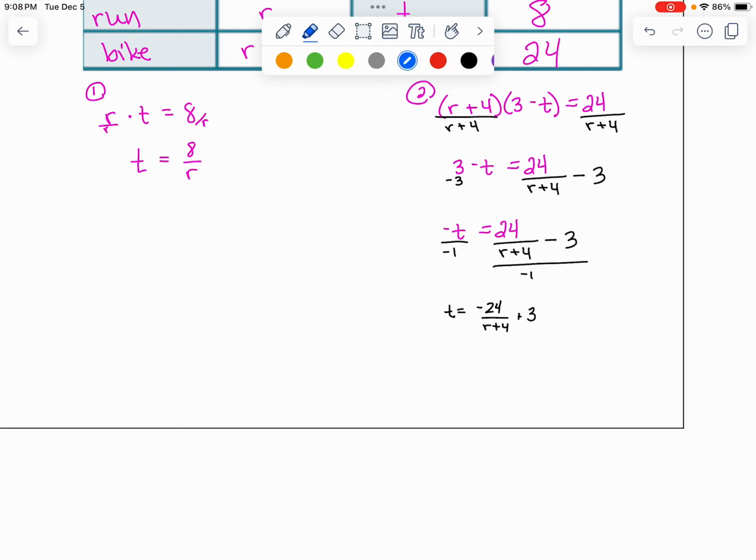Now that one, like we said, we knew was going to be more difficult. So since both of our pink and our black equations equal T, what do we do now? You set those equal to each other.